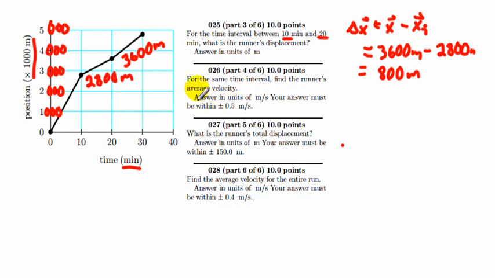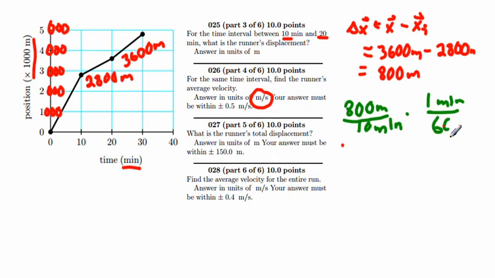The next question says, for the same time interval, find the runner's average velocity. Did you notice that is in meters per second? So what we're given is 800 meters. That happens in an interval of 10 minutes. But you have to convert that minutes to seconds, so there is 60 seconds in 1 minute. So multiply this out, that'll be 800 times 1 divided by 10 times 60, which is 800 divided by 600.